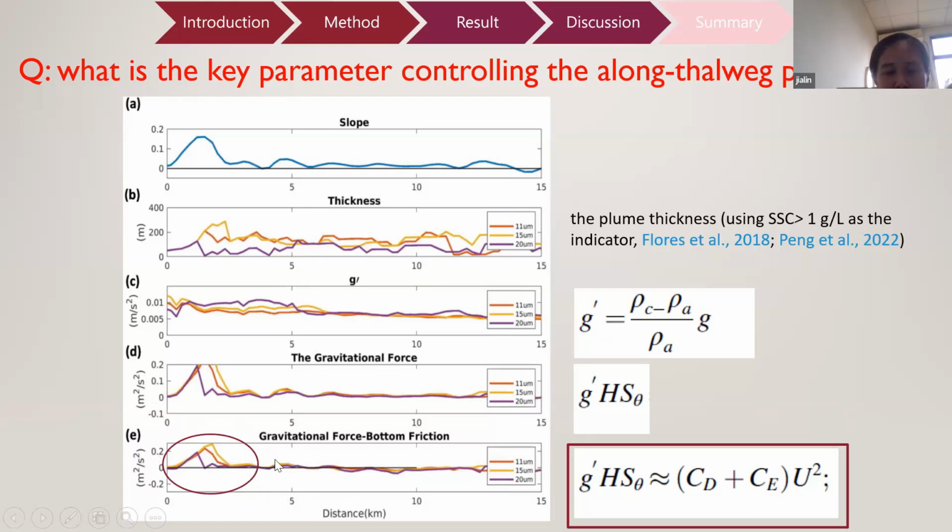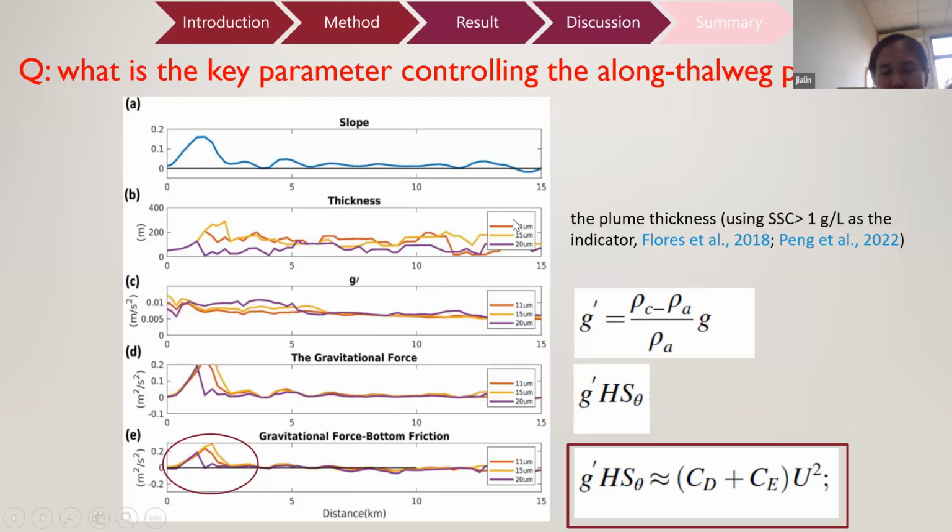However, in the upstream of the canyon, it seems more complicated because in the canyon head, the slope is relatively steeper, and there is also some two-dimensional or three-dimensional process involved. In this figure, we also see that by putting in different grain sizes, we observe different thicknesses of density current, and the strength of the density current is also different.